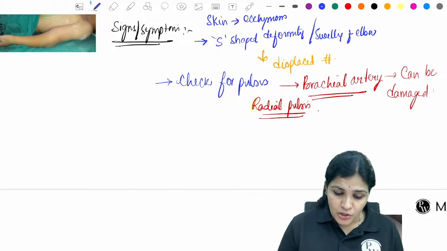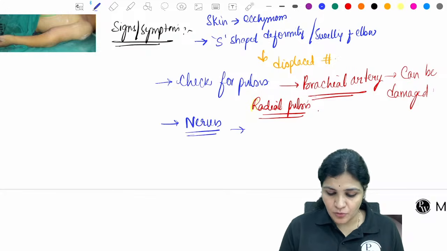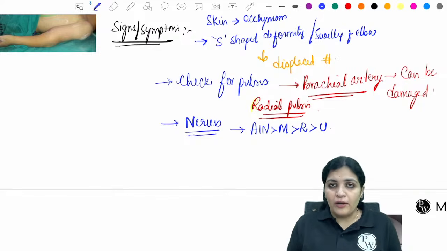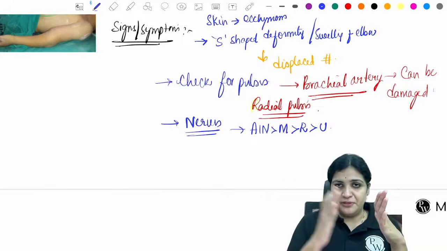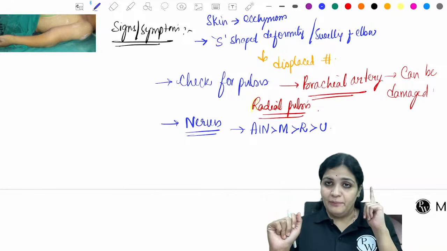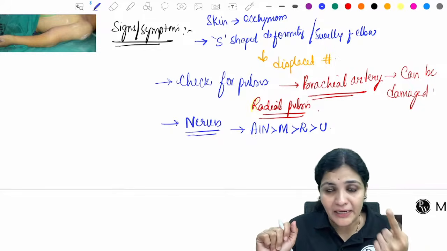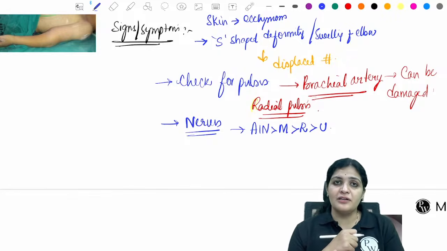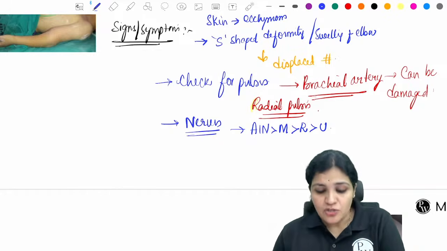And then you also check for the nerves. So what are the nerves which can be damaged? Mainly the anterior interosseous nerve, then the median nerve, then the radial nerve, then the ulnar nerve. So this is the order. Based upon the displacements, again we know the displacements, right? The medial displacement, the lateral displacement, right? So mainly the anterior part. The median nerve is in continuation with the brachial artery, right? So both are nearby. So usually the anterior interosseous nerve, followed by the median nerve, followed by the radial, and the ulnar will get damaged. So you have to check for the nerve.